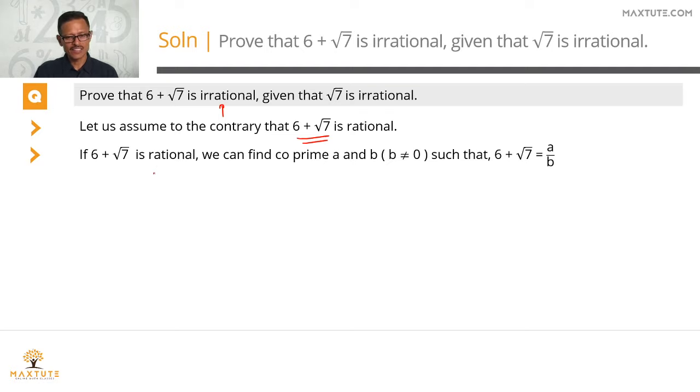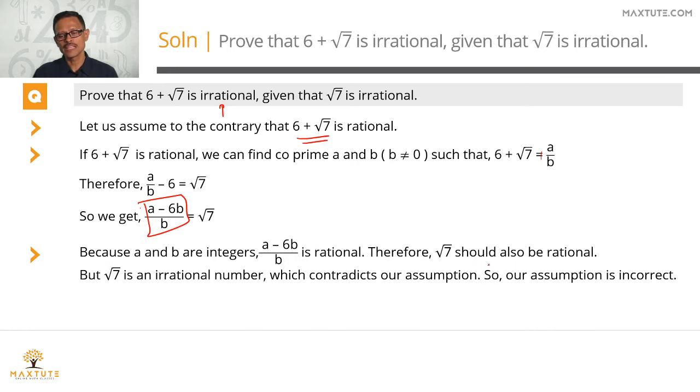If this is rational, then we can express it as a by b. This gets rewritten as (a minus 6b) by b is equal to root 7. (a minus 6b) by b is rational, which means root 7 has to be rational. But this contradicts what we know, that root 7 is an irrational number. Why is that? Because of our incorrect assumption.